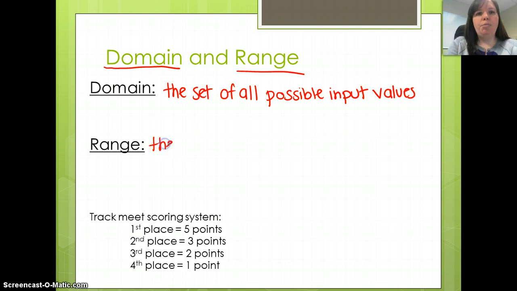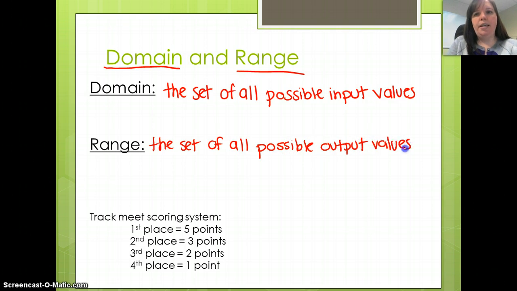And then the range would be the set of all possible output values. So again, when we think about input and output, we think about normally our independent and dependent variables, your x and your y. So the domain would describe all your possible x values, and the range would describe all your possible y values.